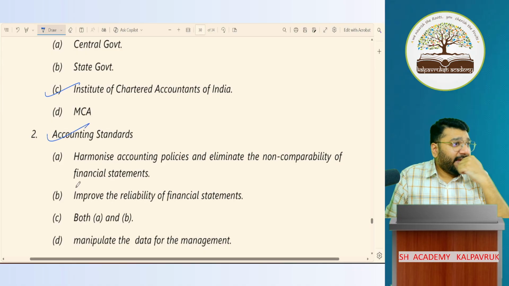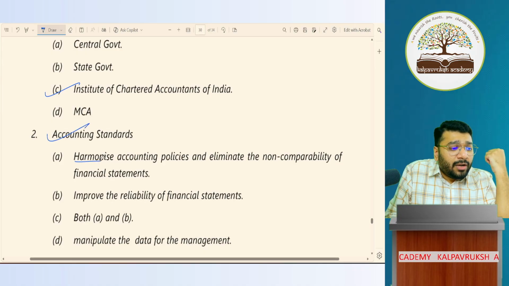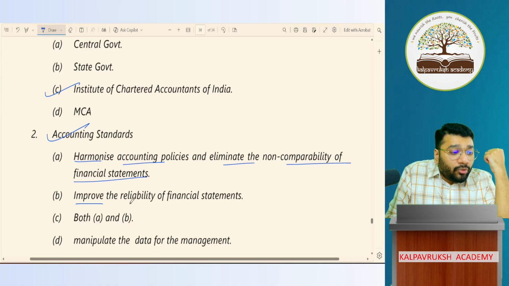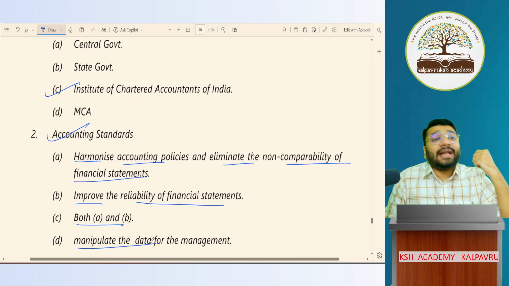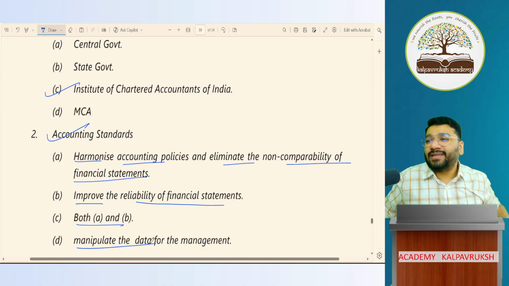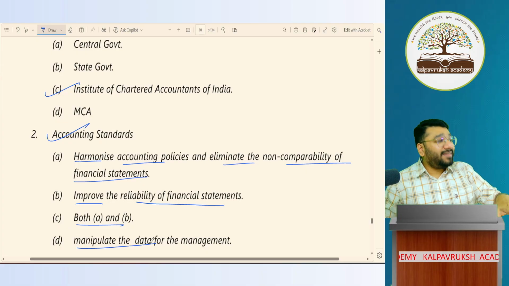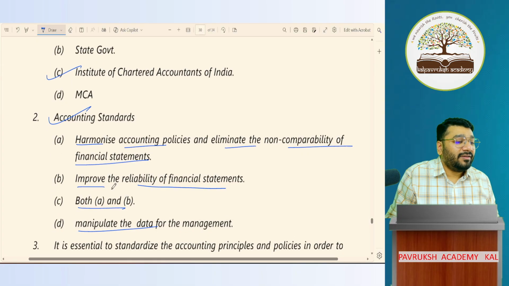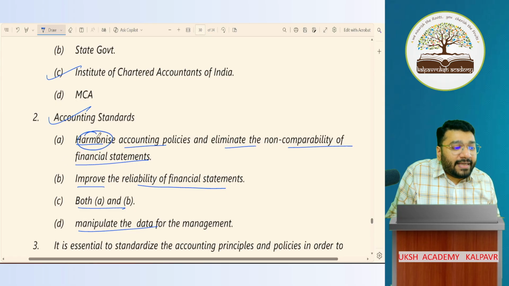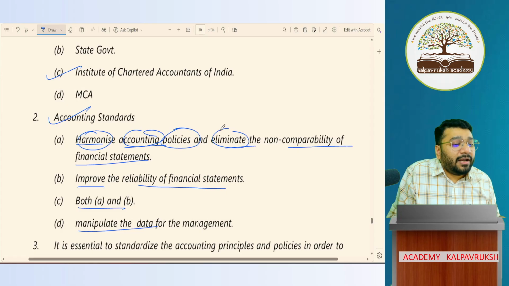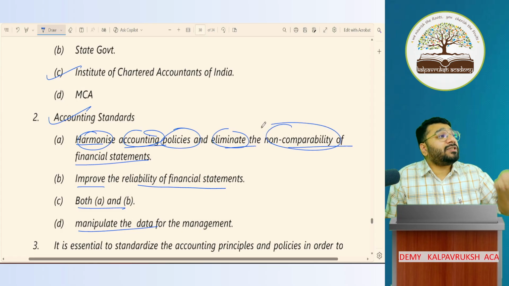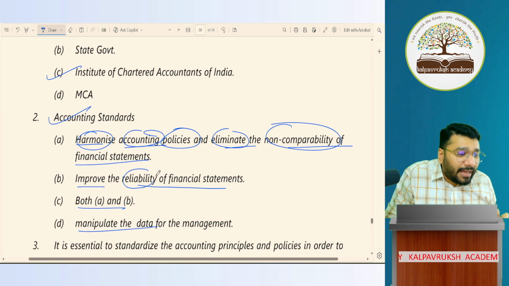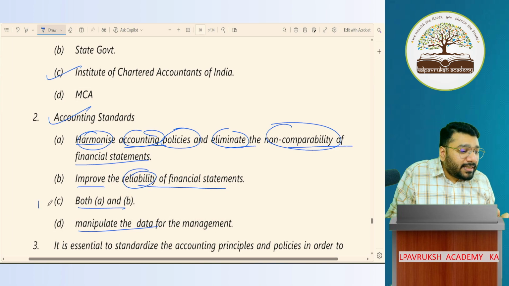Accounting standard. Why is accounting standard implemented? To harmonize accounting policy, eliminate non-comparability of the financial statement, or improve the reliability of the financial statement, or both A and B, or to manipulate the data of the management. I think manipulation is the right answer. Accounting standard is drafted so that we can manipulate the data. Hell, it is both A and B. We want to harmonize accounting policies and eliminate non-comparability because we wanted the financial statement to be comparable and reliable. Got it? Not got it? So the right answer is C.